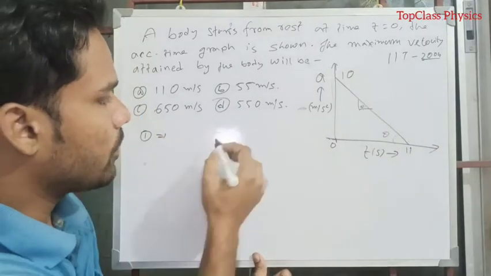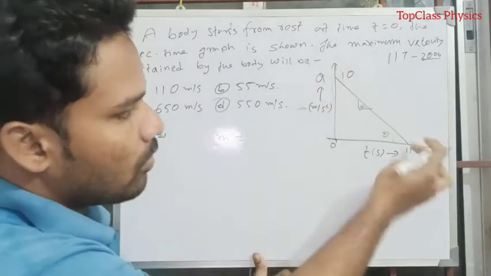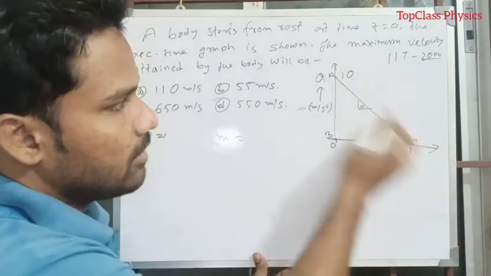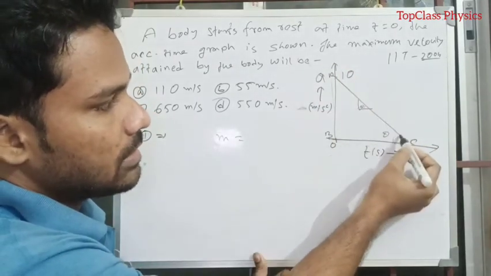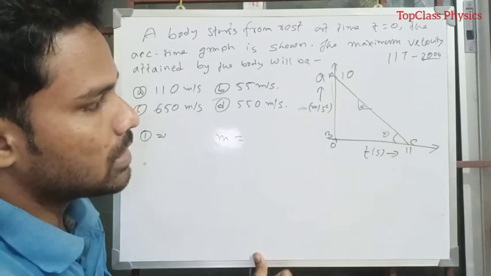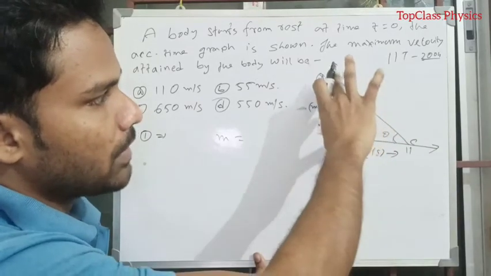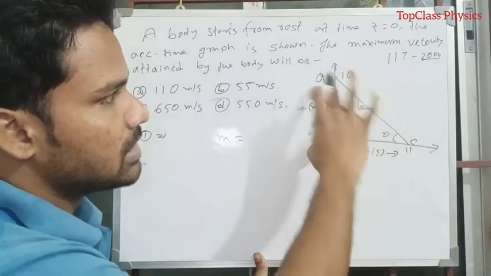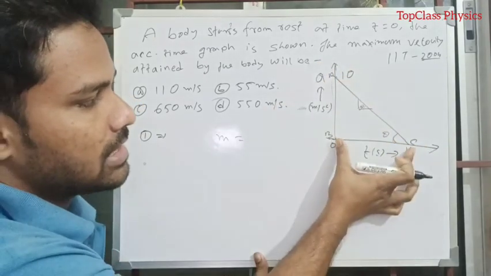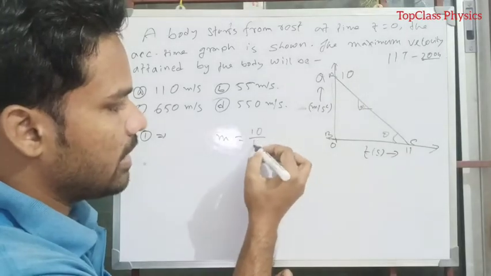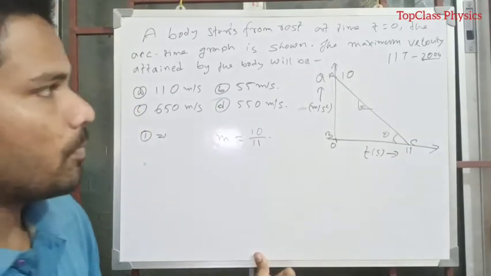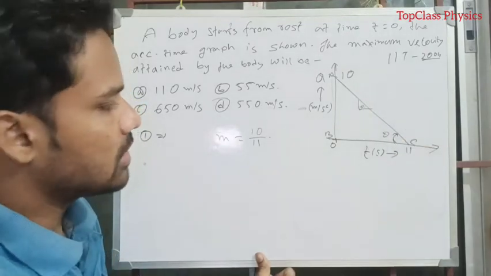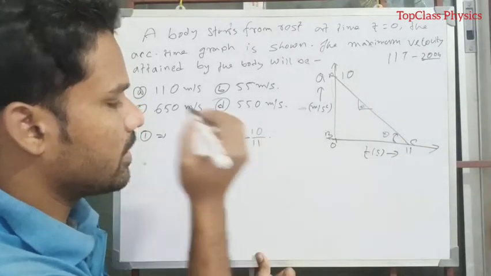What will be the slope? Taking a triangle a, b and c, this slope is similar to this slope. The slope value is perpendicular by base. For this theta angle, tan theta is perpendicular by base. That means perpendicular is 10 and base is 11. So 10 by 11 is the slope. And this slope is negative because this angle is clockwise. So this slope is negative.